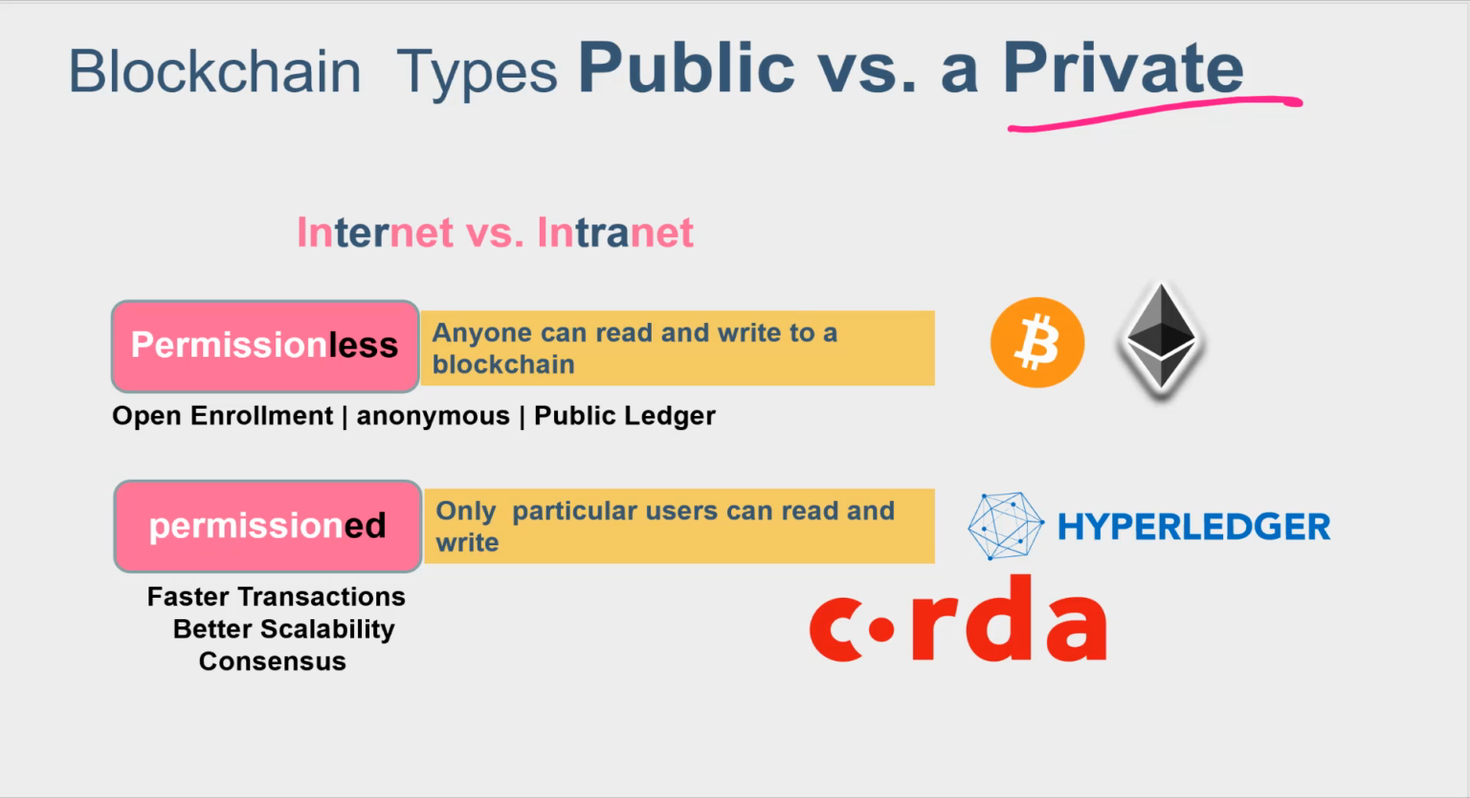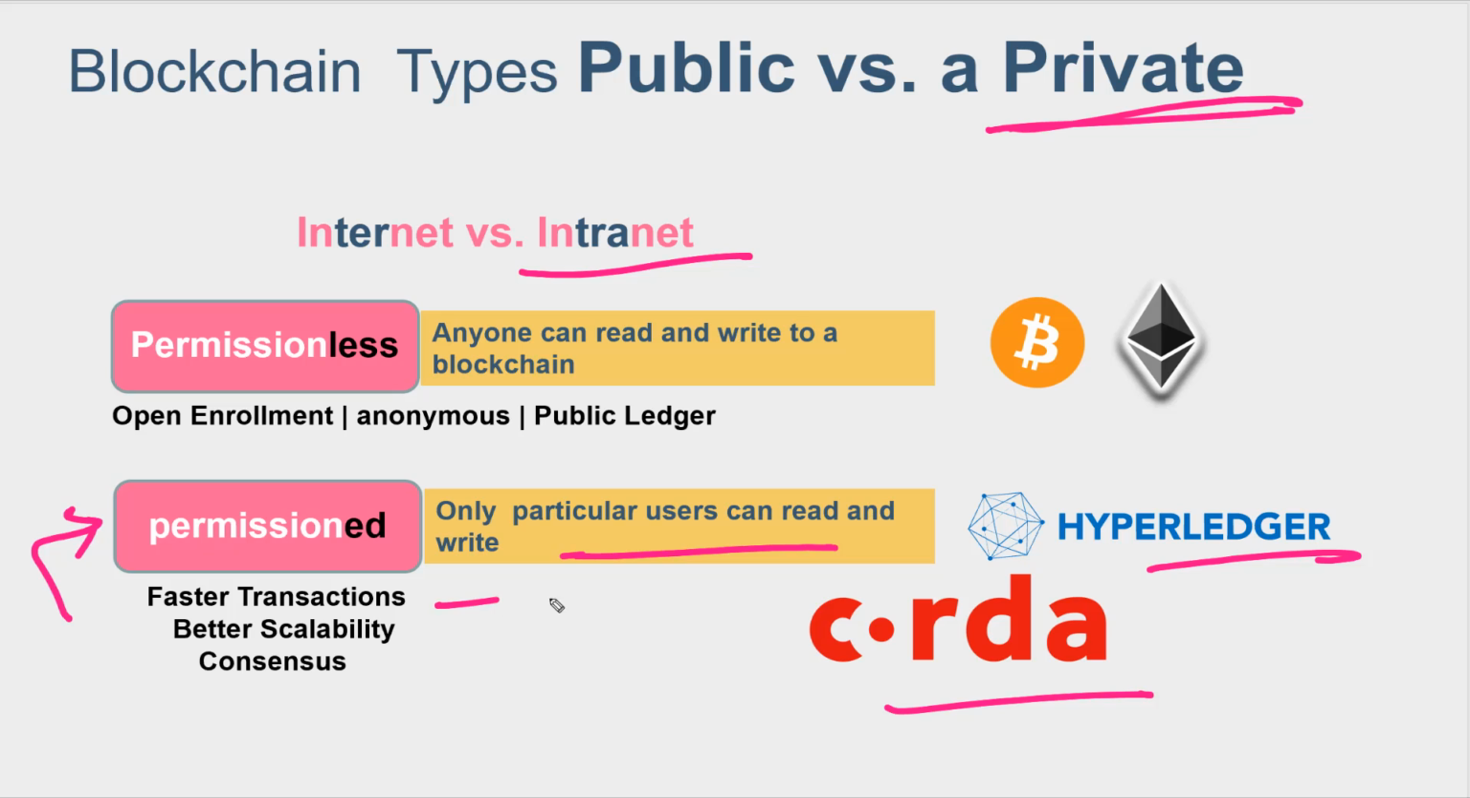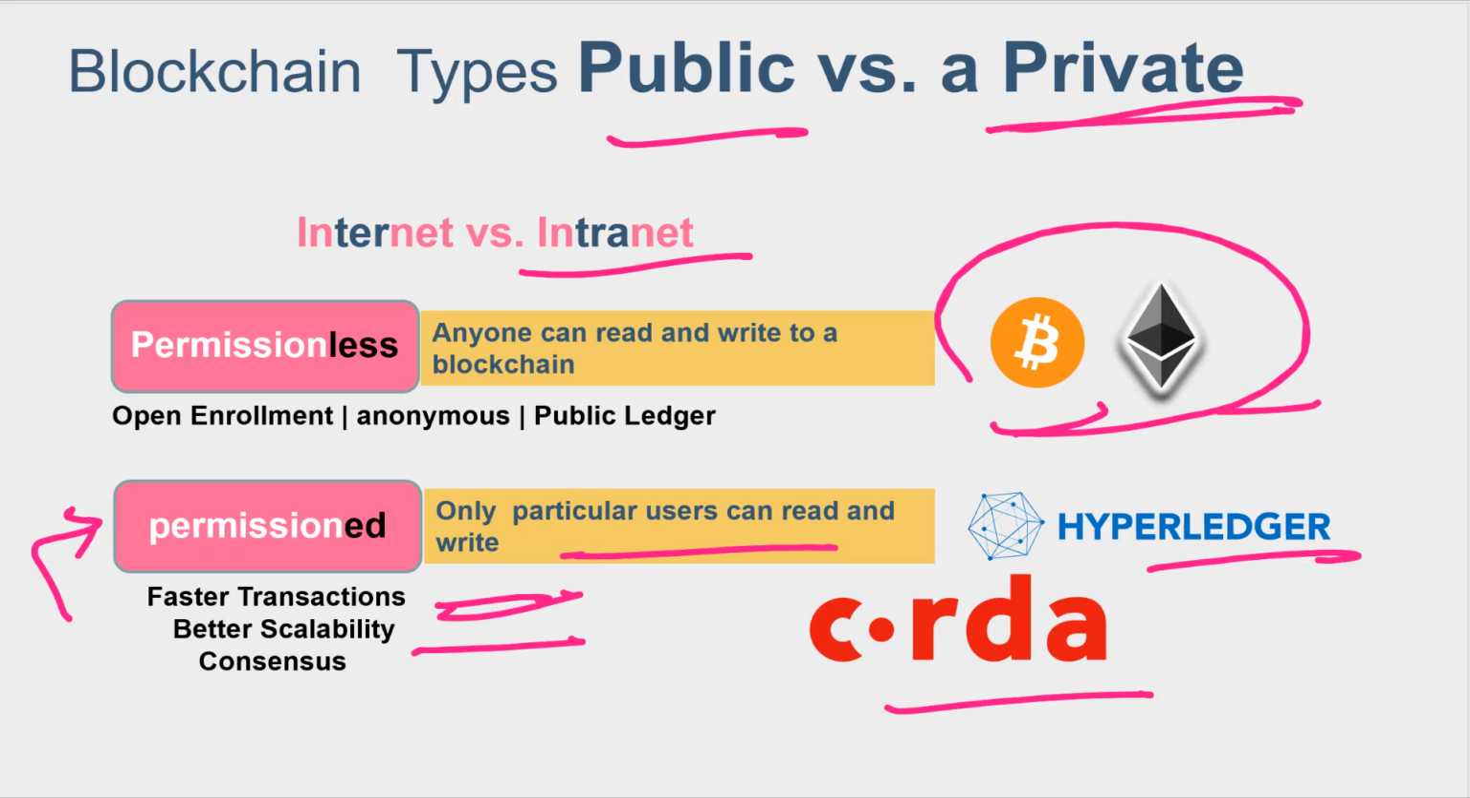Whereas private blockchains are just like an intranet, which is private. Only particular users can read and write. In order to get access to the data, you need to get permission. Hyperledger and Corda are types of private blockchain. There are some added benefits of the private blockchain: a faster transaction rate as compared to public blockchains like Bitcoin and Ethereum, better scalability features, and also multiple options for the consensus algorithm.